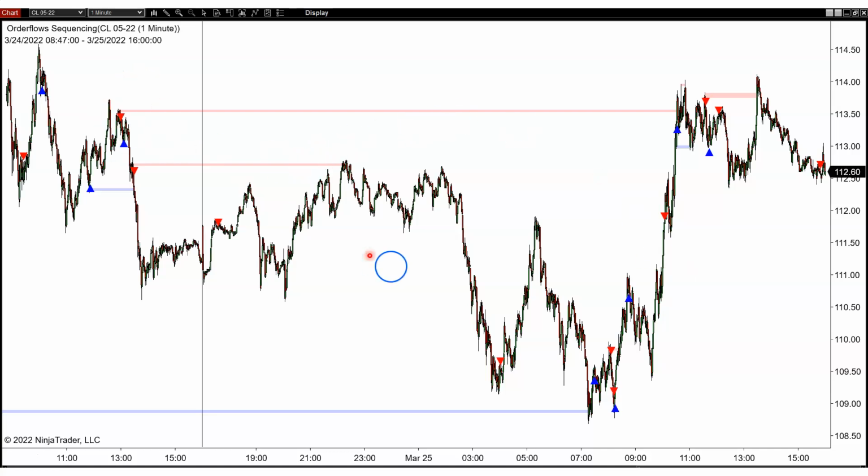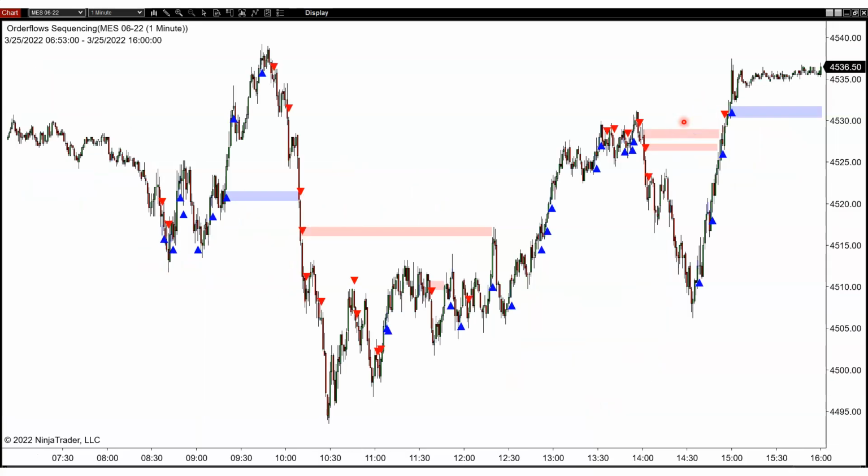Here we go. This is crude oil from taking levels from the previous session. Right, you can see it comes right to that level, comes right to this level, comes right to that level. MES. Okay, it blew right through this level, came right up to that level. These levels got right through, and this is the open one going into the weekend.